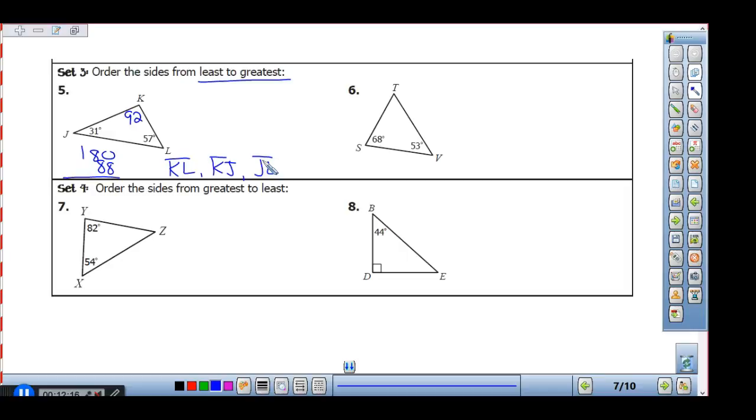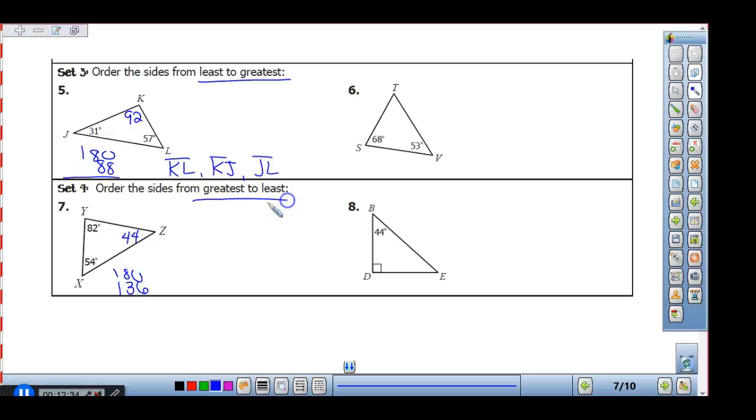Alright, this one. Find your third angle. The two angles add up to 136. So we subtract those from 180, and we get 44.